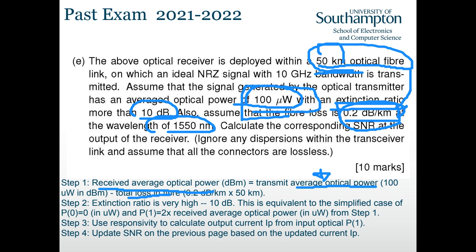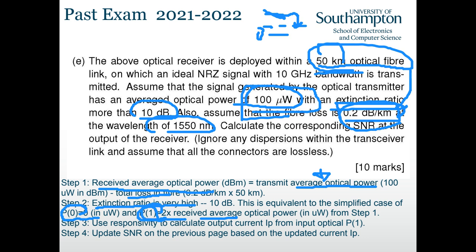Second, as I mentioned in class, in lecture 5, I think, when the extinction ratio is very high, it means that the optical power for logical 0 is just 0. The optical power for logical 1 is 2 times the average. So I have power for logical 1, power for logical 0, and then we have the average. If this power is 0, this power is twice the average. So we get the optical power for logical 1.